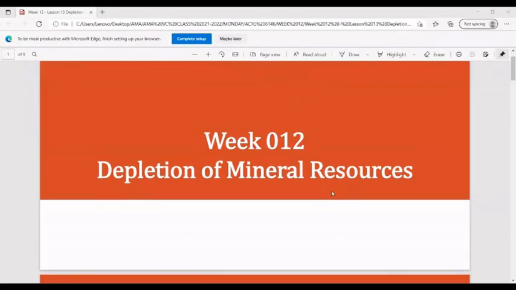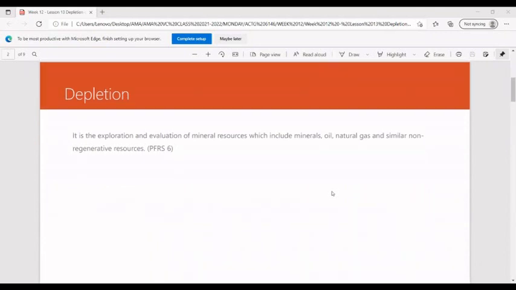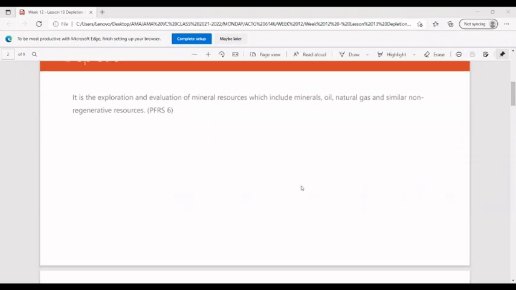12, depletion of mineral resources. So depletion is the exploration and evaluation of mineral resources, which include mineral oil, natural gas, and similar non-regenerative resources. So what do you mean by depletion, class?